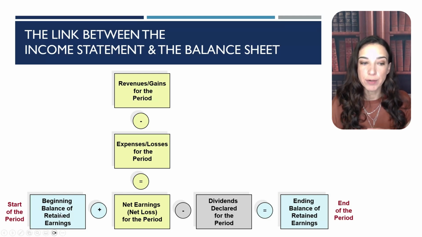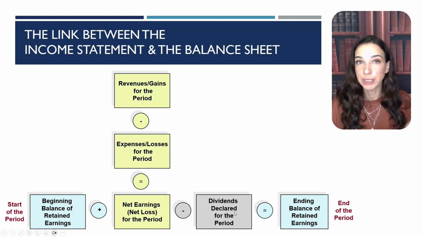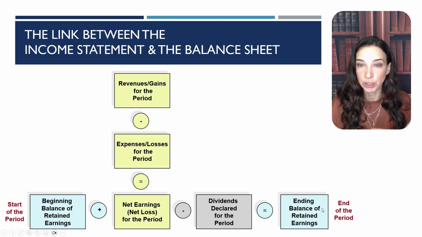We start the period with the beginning balance of retained earnings. Any profit that we have in the period is going to increase our retained earnings account. Any dividends that we declare in the period is going to reduce our retained earnings account, and that gets us to the ending balance of the retained earnings.